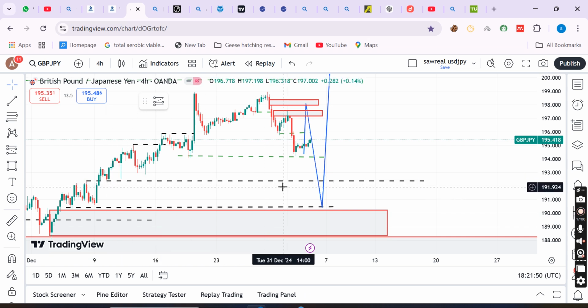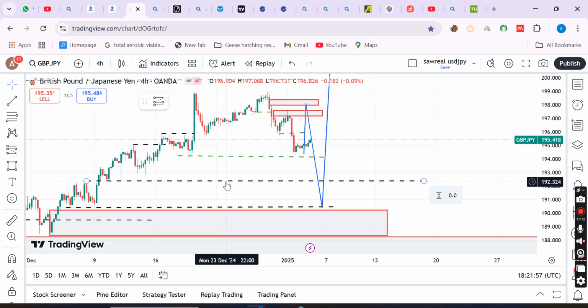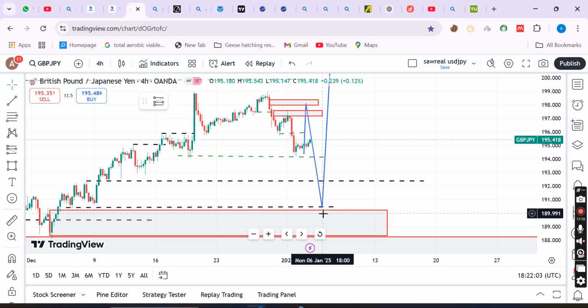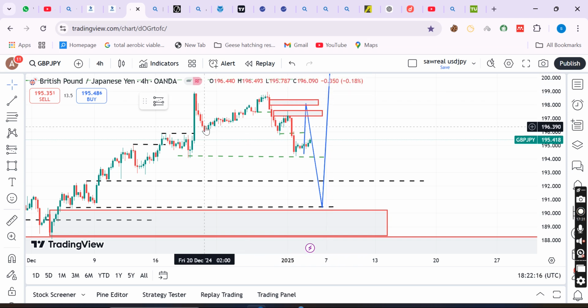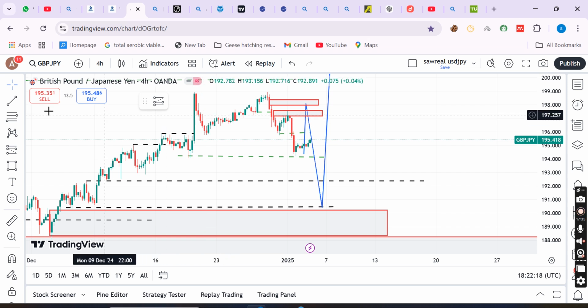Okay, this first area, so I can take profit from here, 192.324. I can take profits here, 190.391, right? And then I can buy from 190.391 or 192.324 all the way to the upside. So let's see how this is going to play out.